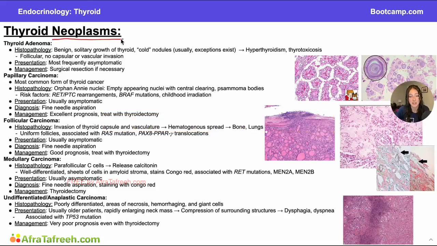In this section, we'll be talking about thyroid neoplasms, so these really fast-growing cells that can either be benign or malignant within your thyroid, but can cause a lot of conditions that show up on step 1 of your boards. And the first of which that I want to talk to you about is thyroid adenoma.